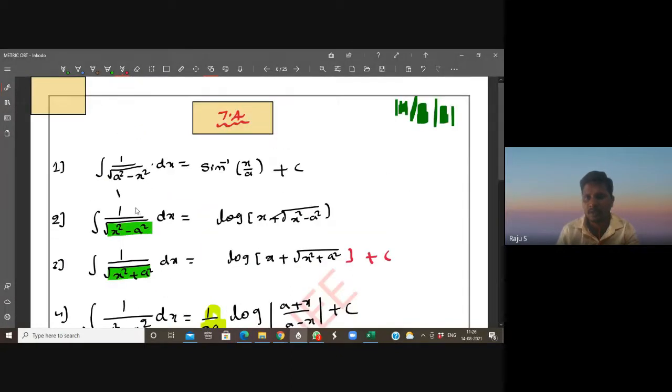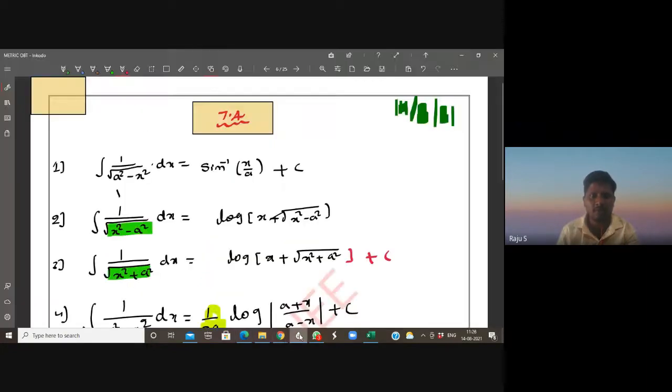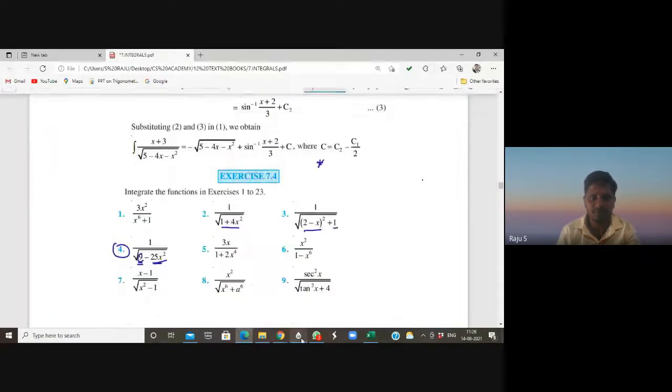The answer we are going to get in the first one: constant minus variable, square root is there. The answer we are going to get in terms of sine inverse. We can say directly: first constant, next variable, and square root, first one, sine inverse of something will be the answer.